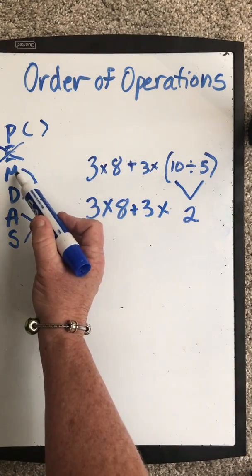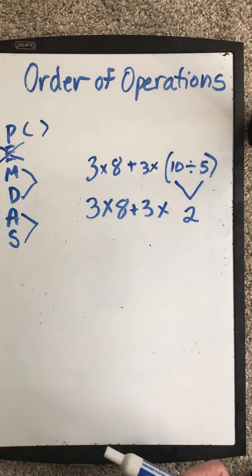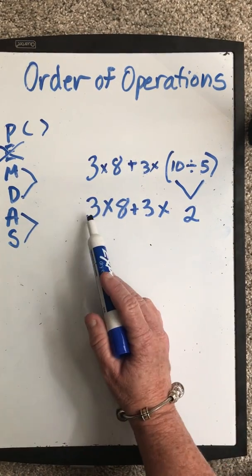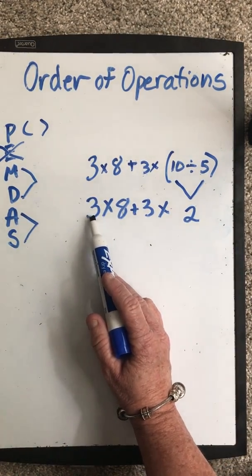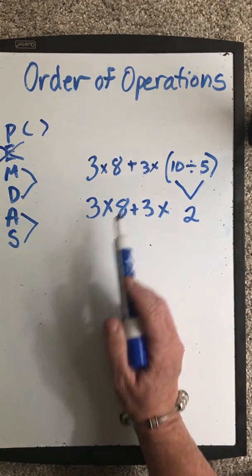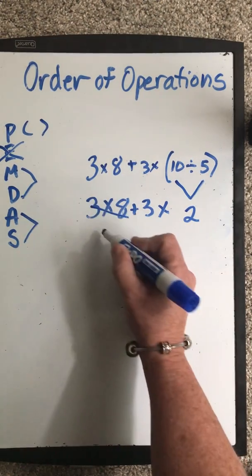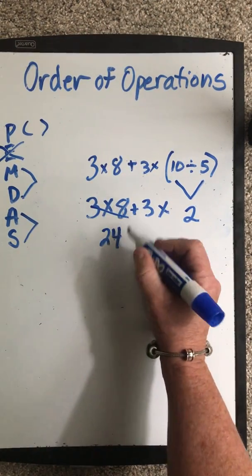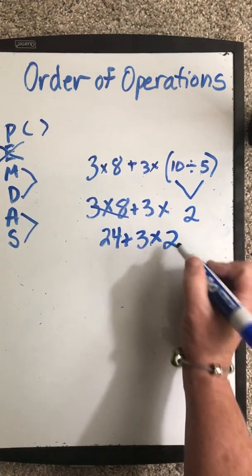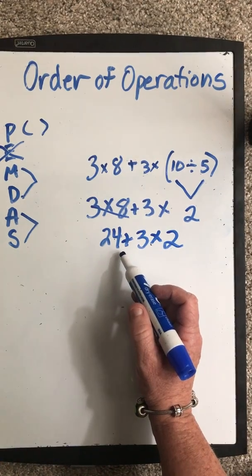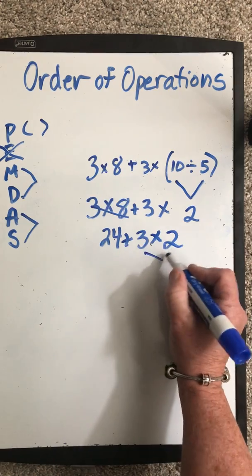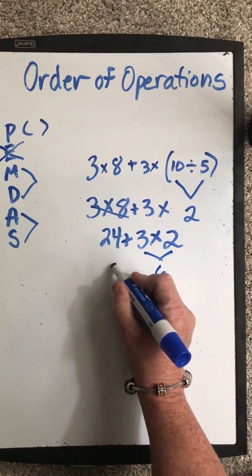Okay, now we're going to solve all of our multiplication and division at the same time as we see them. So we're going to start here just like we read in a book. Okay, here's a multiplication. So we're going to do this one first. What's 3 times 8? 3 times 8 is 24. So now we have 24 plus 3 times 2. Okay, now I'm going to keep going and see if I have any more multiplication or division. Yep, here's one. 3 times 2. That is 6.